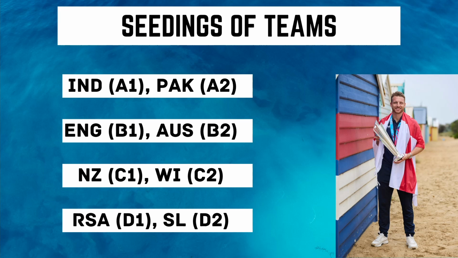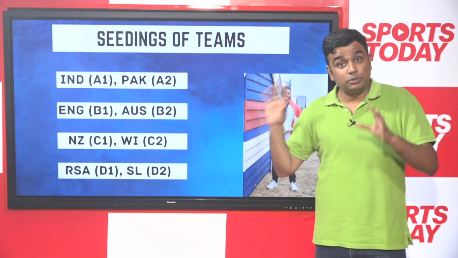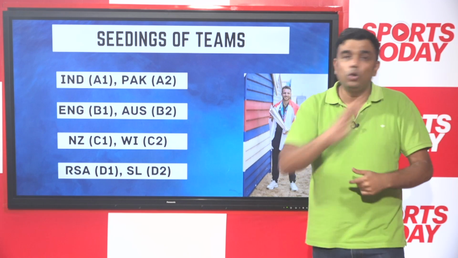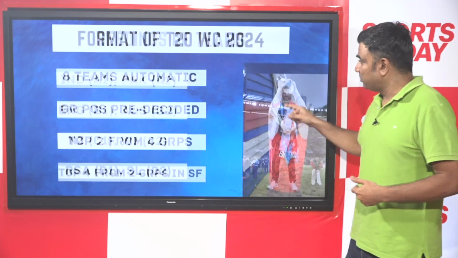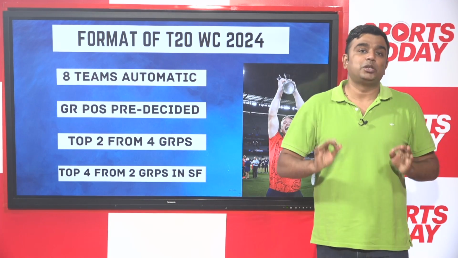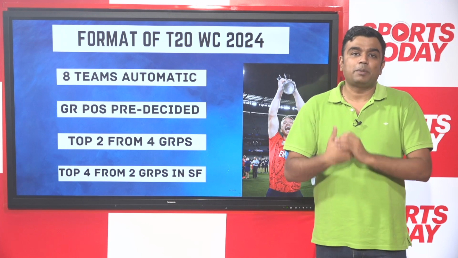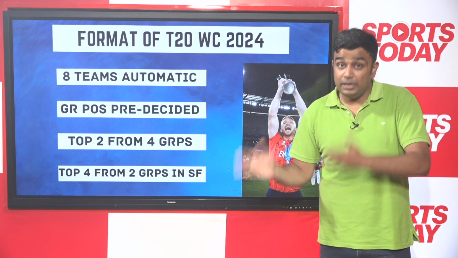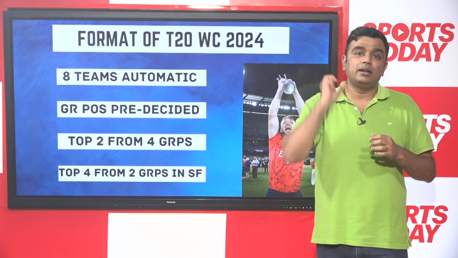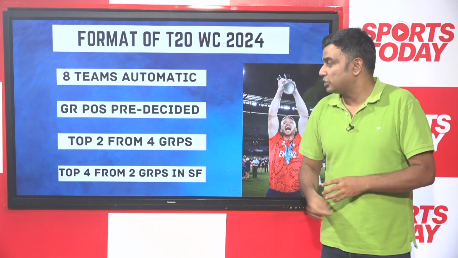Now, you all will be arguing, why isn't England given the top billing of A1? The seedings and the groups are decided much before. The rankings only keep the teams with a certain number of points, but the rankings play no role in the seedings. So 8 teams qualify automatically, but the group positions are pre-decided, because the ICC wants to see an India versus Pakistan in the league stages. You don't know whether they'll be in the knockout stages. That's why India and Pakistan are clubbed in the same group. They will first play each other in the group stages, then the Super 8 stages.